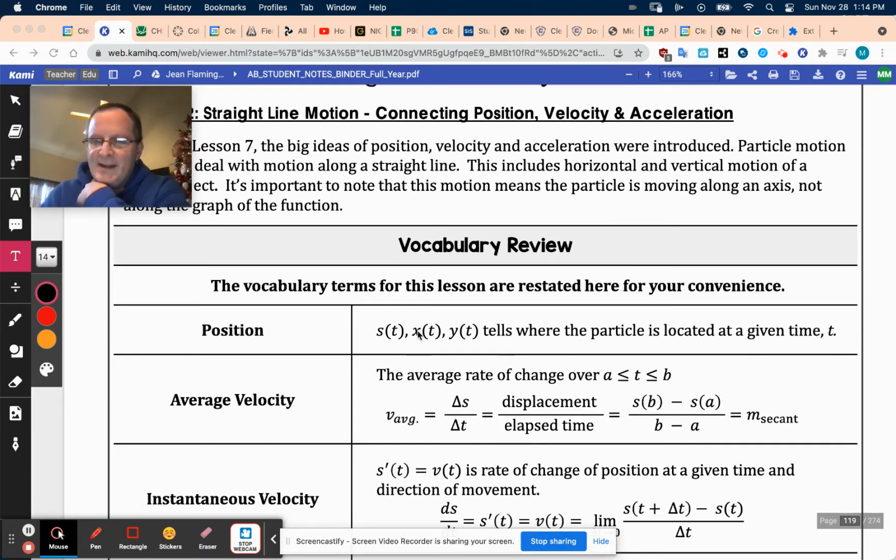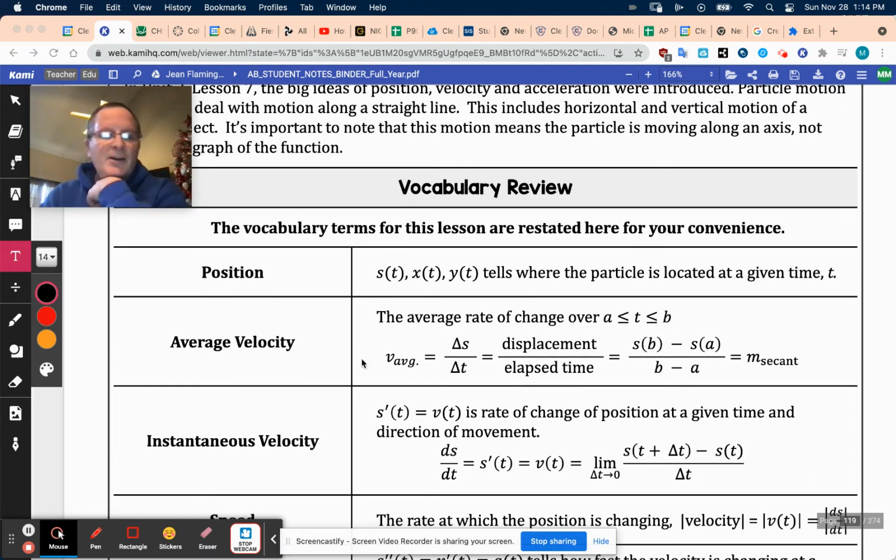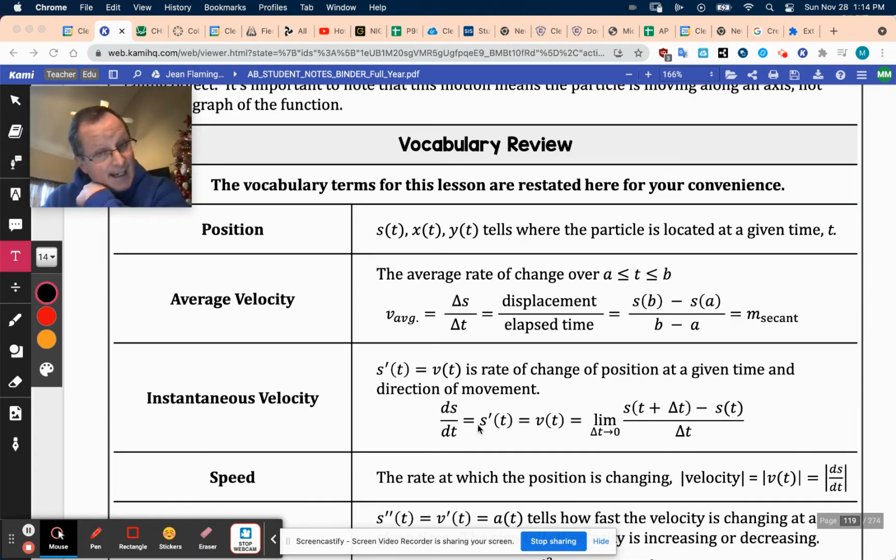Position could be any of these things. Notice the variable time. Average velocity is not calculus. That is old school slope. So average velocity is old school slope. Instantaneous velocity is calculus. That's the derivative. And notice the different formats here: ds/dt, s prime, v of t, or the limit definition.